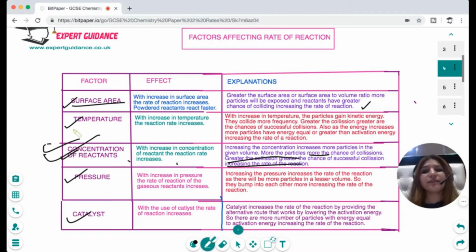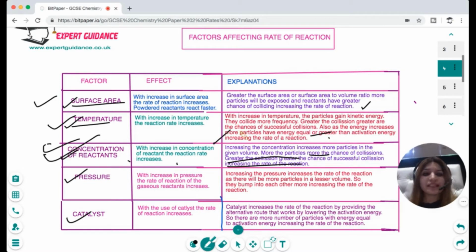So there are more chances of the reaction to take place. Now, when we talk about temperature, temperature does two things. First of all, it makes the particles gain kinetic energy, so they collide or bump into each other more frequently. Secondly, as the kinetic energy increases, the energy of the particles increases, so there are chances that more particles now have energy equal to or greater than the activation energy, increasing the rate of reaction.